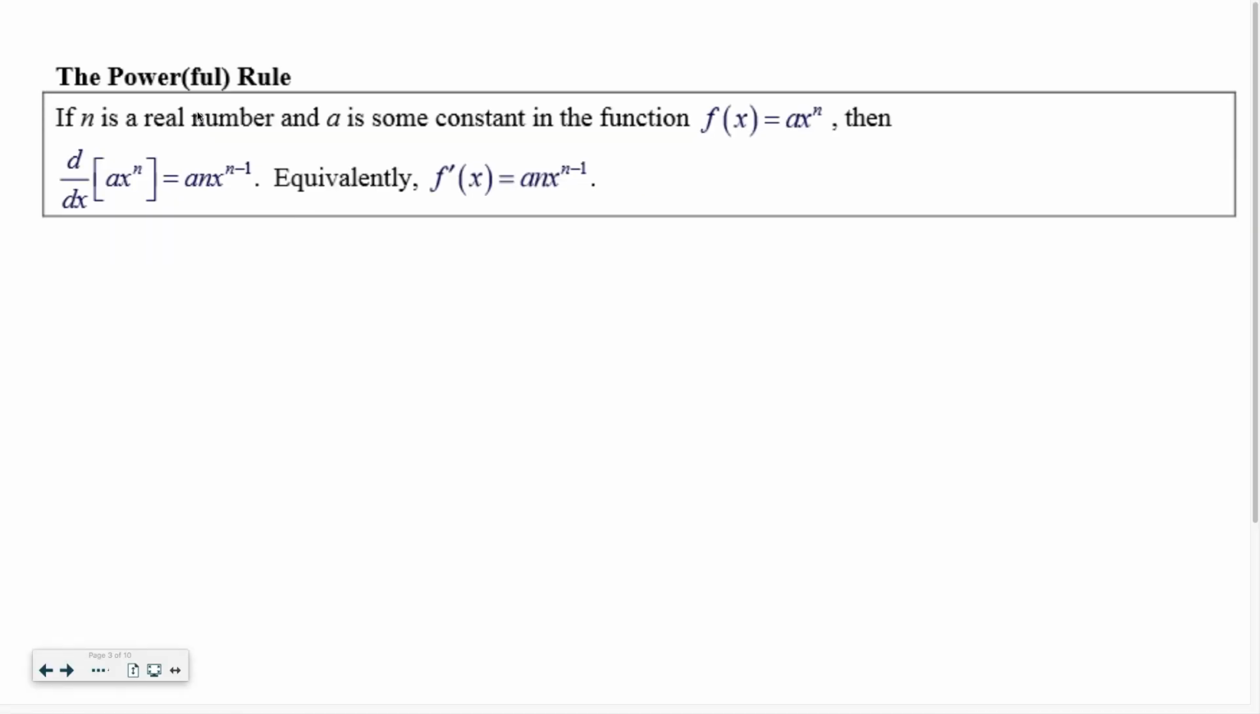Okay? If we have a function where we have a times x to a power, you can now skip the limit definition of the derivative. Everybody, we can skip it. And we know that when we take the derivative, we can multiply the power to the coefficient and decrease the power by 1. So essentially, if you write this down right here, that is the power rule.